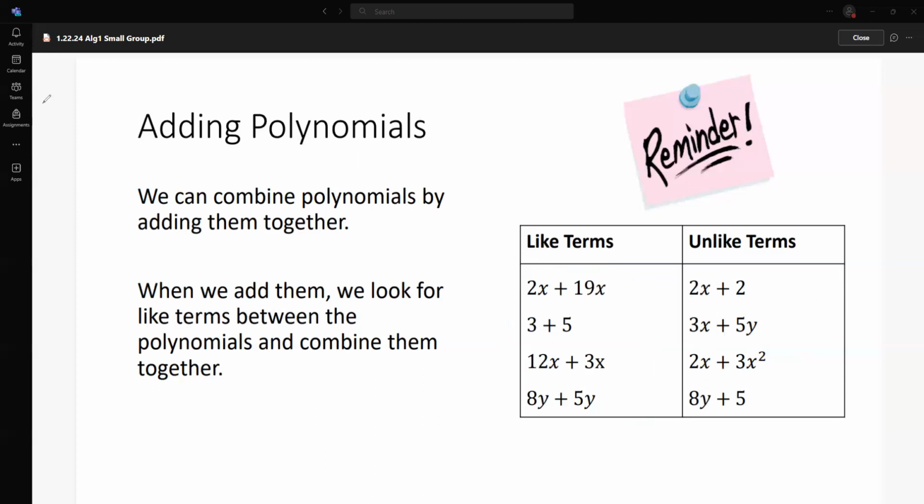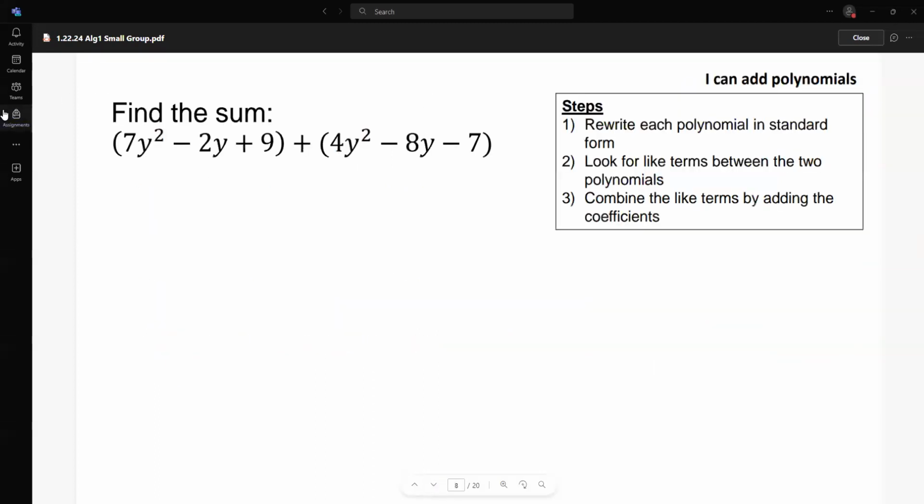All right, next one. Let's find the sum of these two equations. Y squared minus 2y plus 9 plus 4y squared minus 8y minus 7. Already in the beginning, we noticed that I see a lot of like terms, right? 7y squared, y squared, y squared, y single, right?